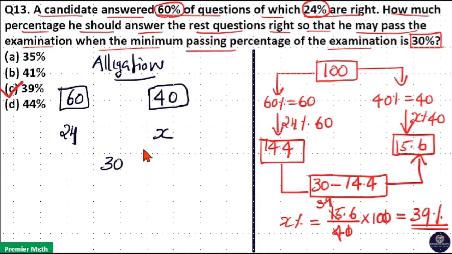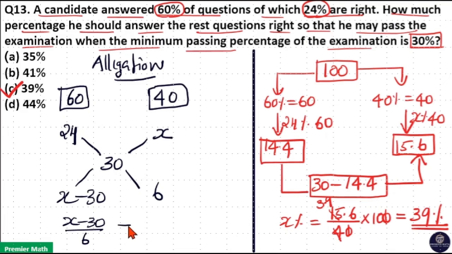Now, if you take the allegation method, difference between 24 and 30 is 6. Difference between X and 30 is X minus 30. Now, X minus 30 and 6. So here, take the ratio of left hand side and right hand side. Here left hand side is X minus 30 and right hand side is 6. So X minus 30 by 6 is also equal to 60 by 40 because LHS is 60 and RHS is 40. So ratio of X minus 30 by 6 will be equal to ratio of 60 and 40.